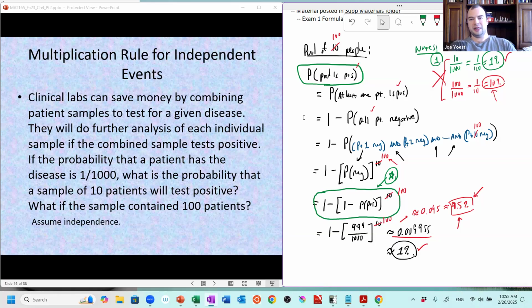So we don't have a rule that says number of people times probability gives me the probability a pool is positive.